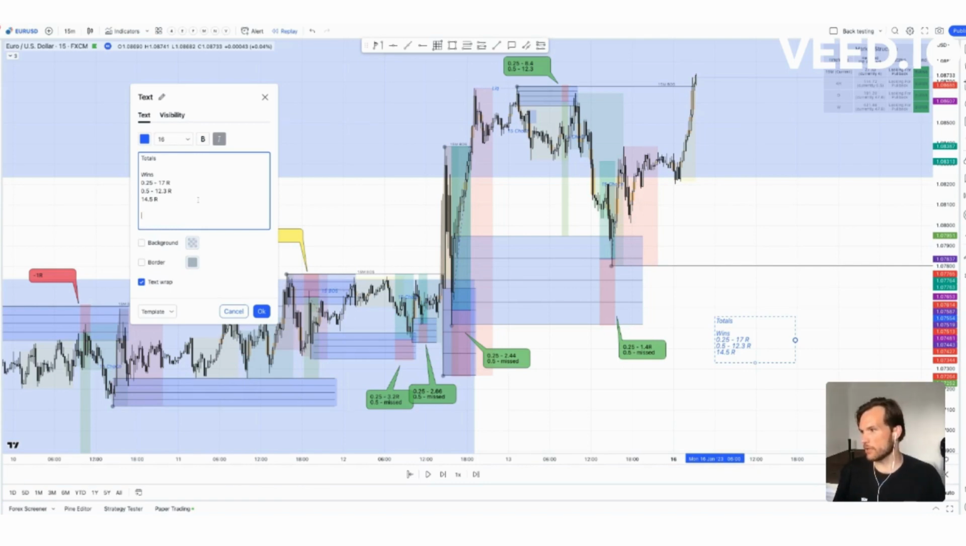So we got one loss, -1, and one break even. So total for the week, 13.45R. It's nothing, but it pays the bills for sure. So for me, 0.25 risk, 13.5R, I'm very happy with that. Yeah, that's really good.